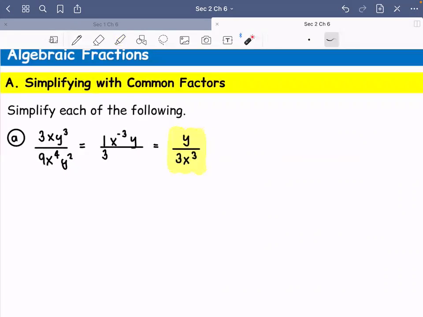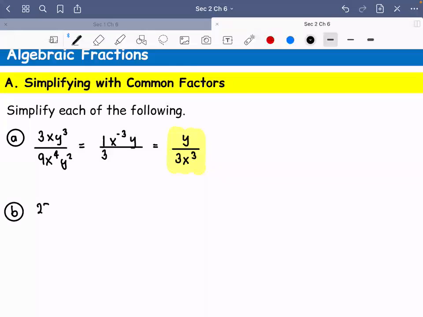Okay, so let's have letter B. Now letter B, so we got 28x cubed over x plus y squared. Class, always look for common terms in your numerator and denominator. So 63 and then x.